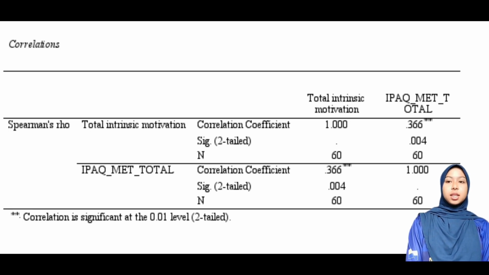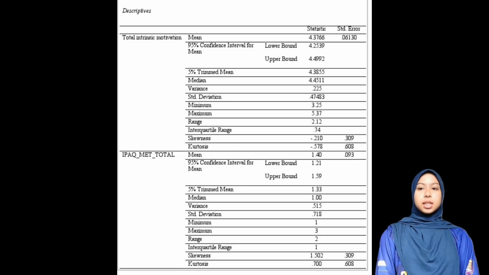Next, inferential statistics were performed using the Spearman rank correlation test. Before conducting the correlation analysis, the normality test showed that the data were not normally distributed. Therefore, the Spearman correlation was selected instead of Pearson correlation. This test was used to examine the relationship between intrinsic motivation and physical activity participation, measured using MET score from the IPAQ questionnaire. In summary, descriptive statistics were used to describe the level of intrinsic motivation, while Spearman correlation was used to determine whether there is a significant relationship between intrinsic motivation and physical activity participation.